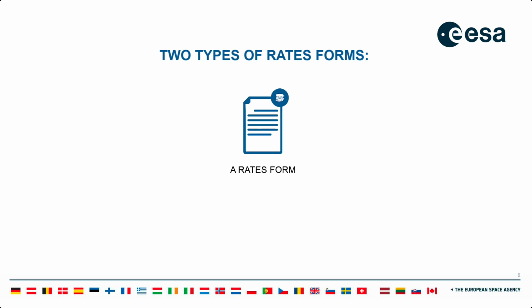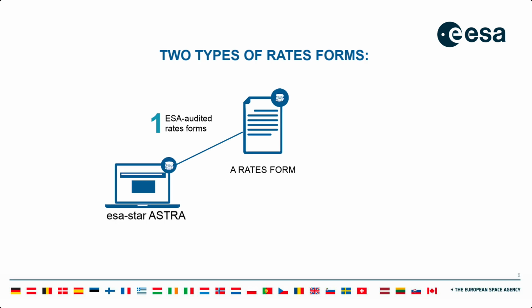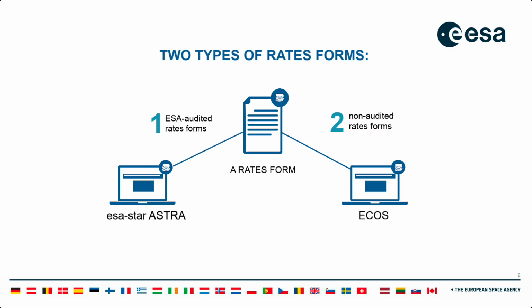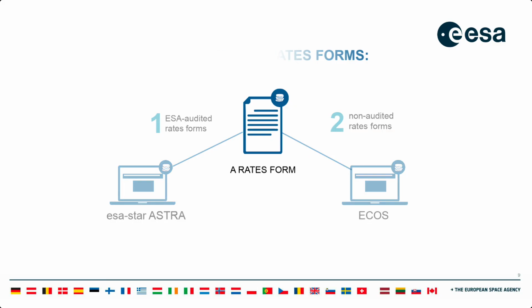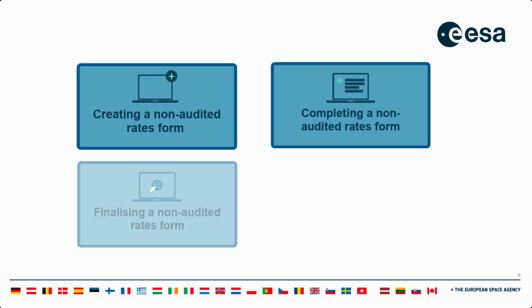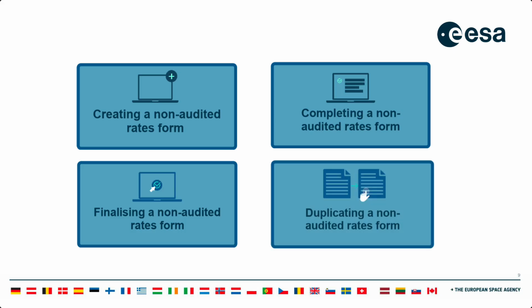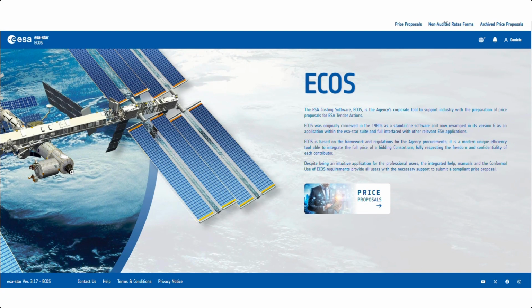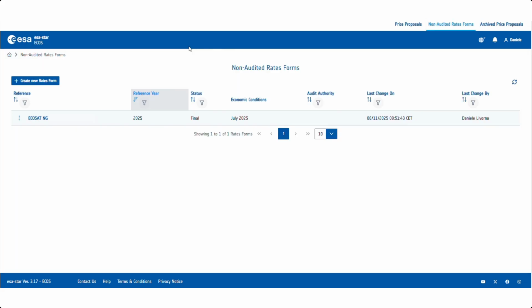There are two types of rates forms. First, the ESA audited rates forms, which are saved in ESA Star Astra, the ESA Industrial Audits portal, and second, the non-audited rates forms, which are created and saved directly in ECOS. In this video, we will guide you through the process of creating, completing, finalizing, and duplicating a non-audited rates form in ECOS. To start, click on Non-Audited Rates Forms, then select Create New Rates Form.